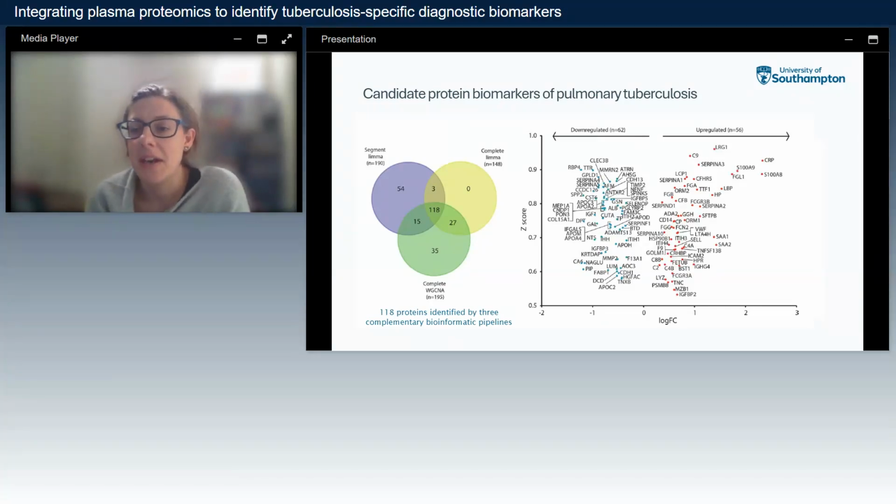And you can see in the upper outer quadrants, they're the proteins with the highest log fold change and the highest Z-score, which is a correlation within the module identified by WGCNA. So you might hypothesize that these would be the best candidate diagnostic biomarkers, and you'll see that CRP is on there. CRP is probably common to many of you in the audience, and has been explored alone as a diagnostic biomarker, but it's very poorly sensitive in HIV negative patients.